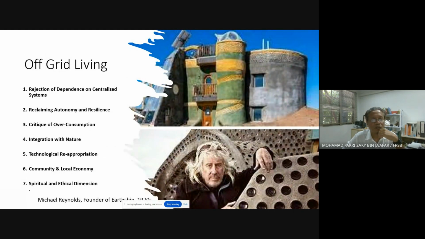Okay. And also people talk about off-grid living, rejection of dependence on centralized system, reclaiming autonomy and resilience, critique of overconsumption, integration with nature. Okay, so one of the examples is the Earthship by Michael Reynolds. You can read about this. He tried to live without the need to tap into the national grid, even the national cycle of supply and demand of food, material, construction materials, so on and so forth.